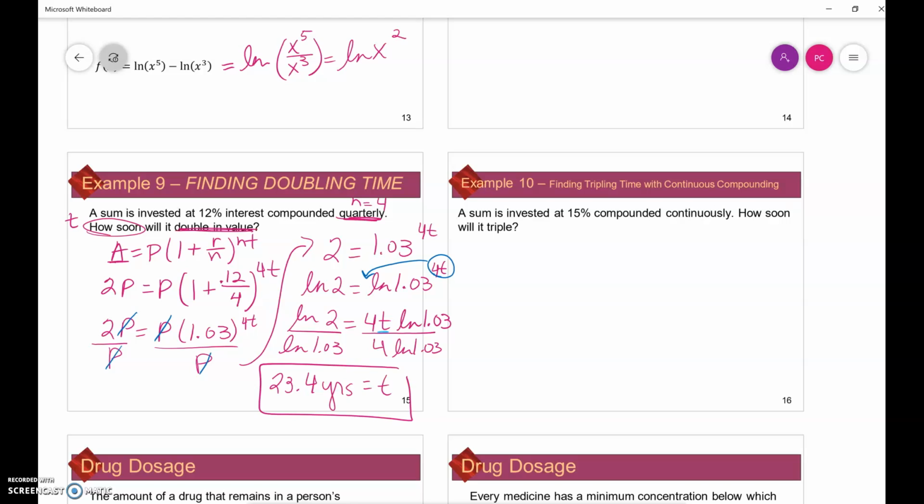We can do the same thing again with example 10. It says a sum is invested at 15% compounded continuously. How soon will it triple? Remember the original formula is A equals P e to the rt. If we're going to triple our amount, that A becomes 3P, so 3P equals P e to the rt.